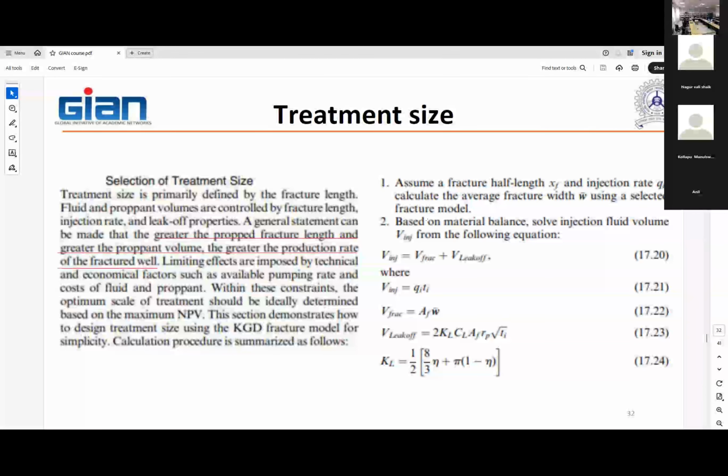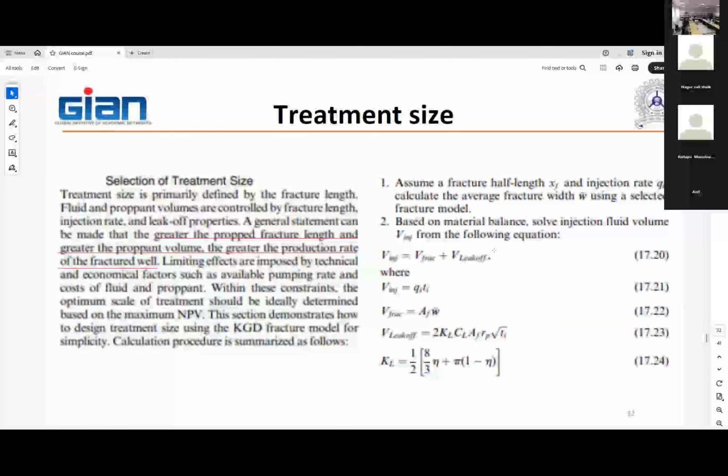Then if you use the material balance formula, what do you get? Total injected volume is equal to what? The amount of volume in the fracture plus the amount of volume that leaked off from the fracture. Okay, so I hope this makes sense. It's just a material balance. V injection equals V frac plus V leak off.